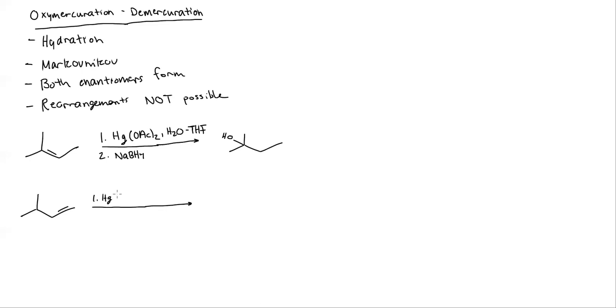So I'm using HgOAc, and OAc is just acetate. So it's a mercury with two acetates on it. And then my water THF. And then sodium borohydride. Okay, so now if I put this through, typically we would have a hydride shift and we would get this exact same product. But now, since this cannot undergo rearrangement at all, we get this and this. So we get the Markovnikov alcohol.